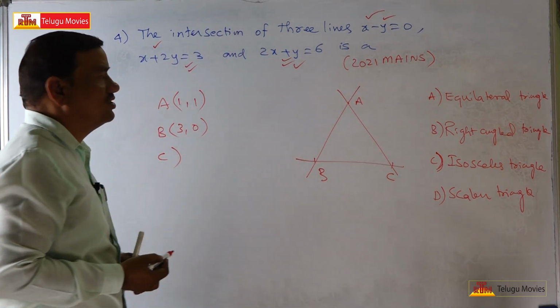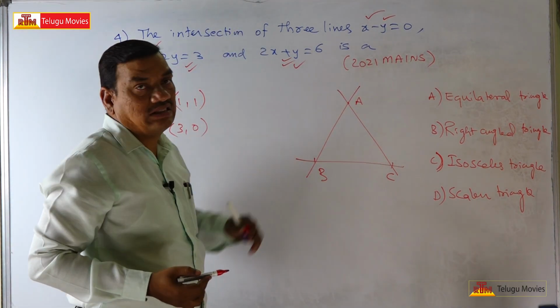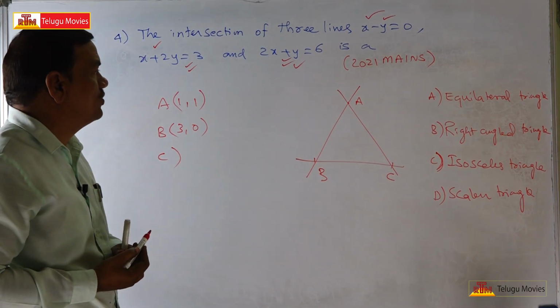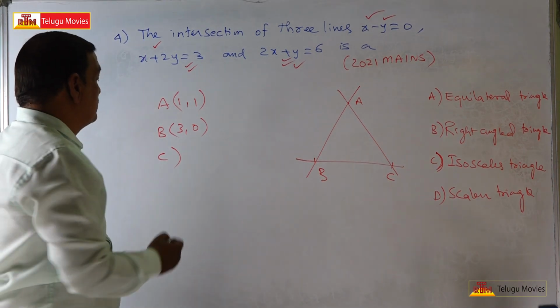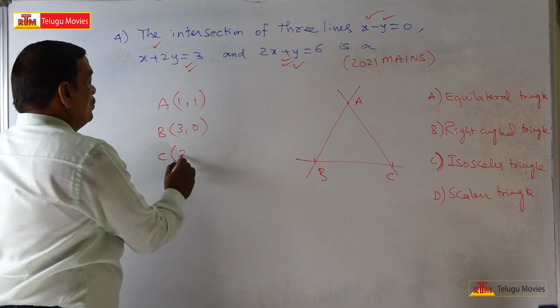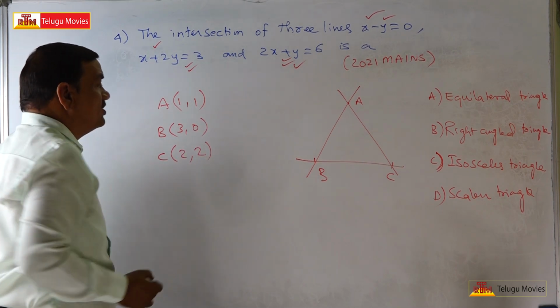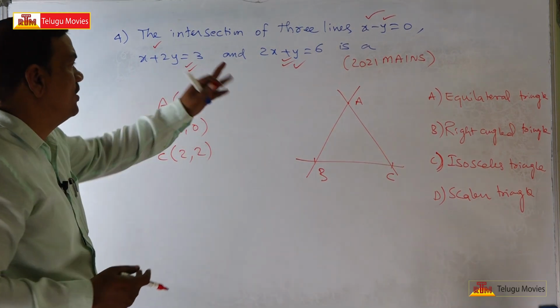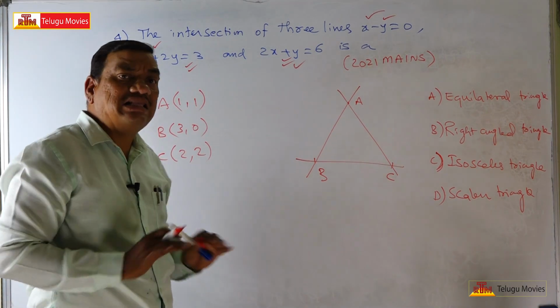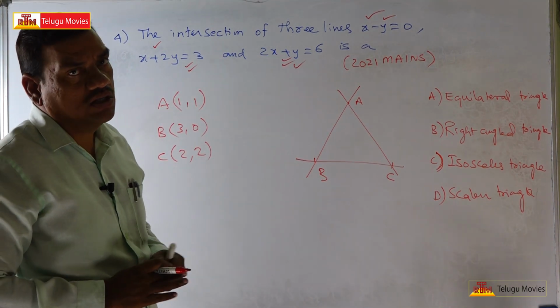The point C, that means if you solve these two equations, x minus y is equal to 0, therefore x is equal to y. That means 2x plus x, 3x, 3x is equal to 6. Therefore the x value is 2, and automatically the y value is also 2. 2 comma 2. See here, 2 2s are 4, 4 plus 2. So like that you have to solve it. Okay, now, so very simple.